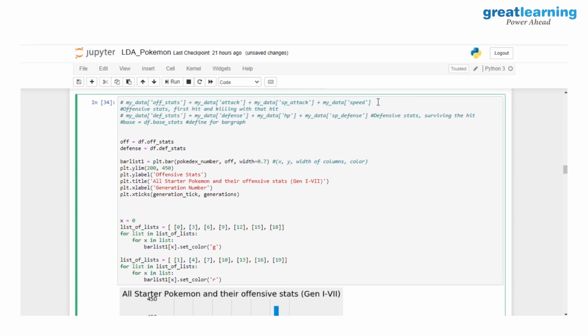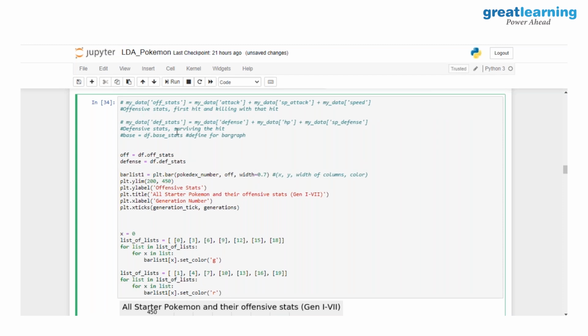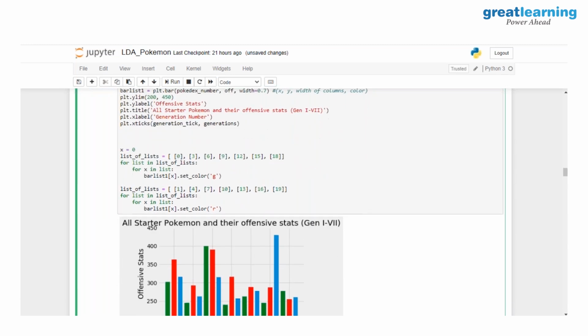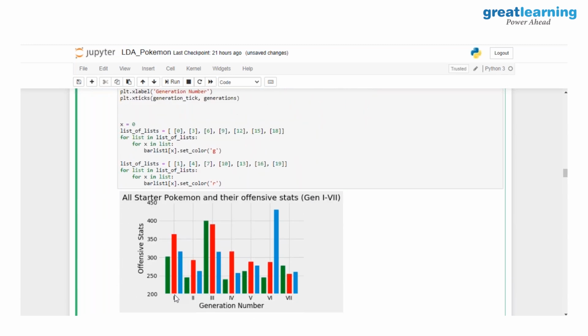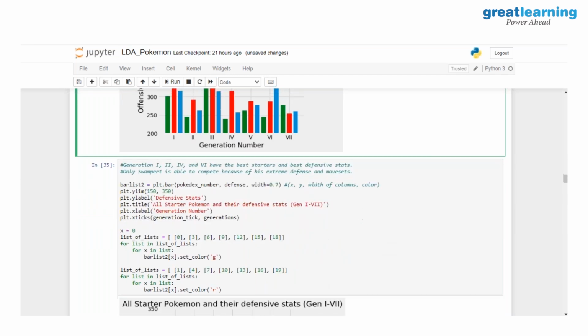Let me put this here so that all the comments are visible to us. If we look at offensive stats, the first hit and killing with that hit, we find that it is the first, third, and the fourth, which is red, is more like an attacking one. So we can find this is in first, third, and a little bit in fourth, being the highest in terms of the offensive stats that we can compare.